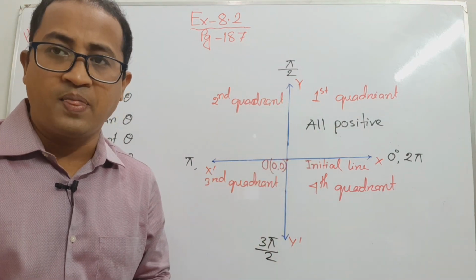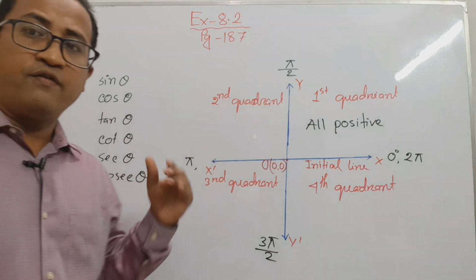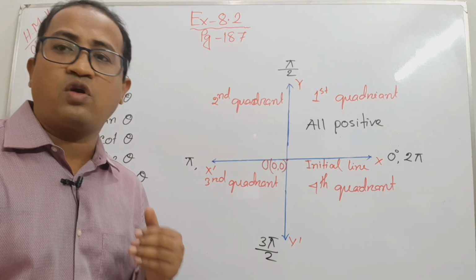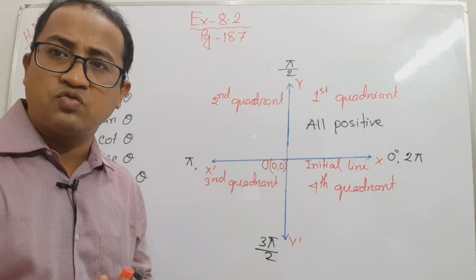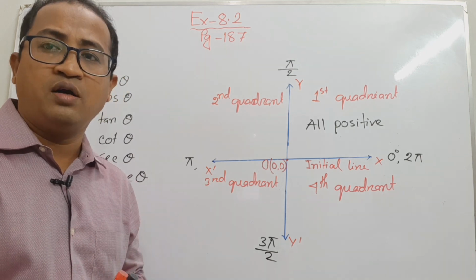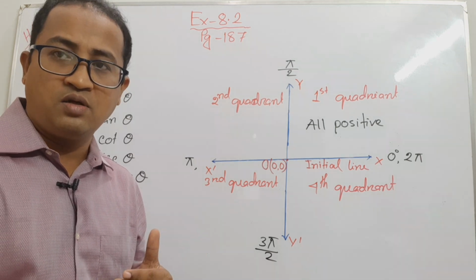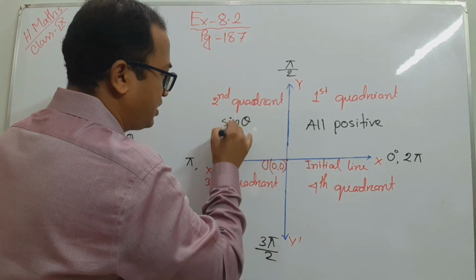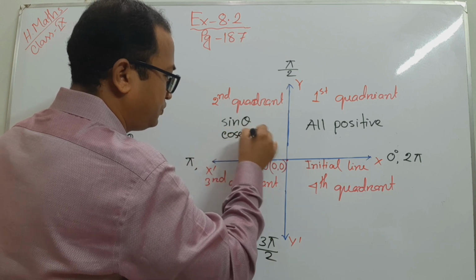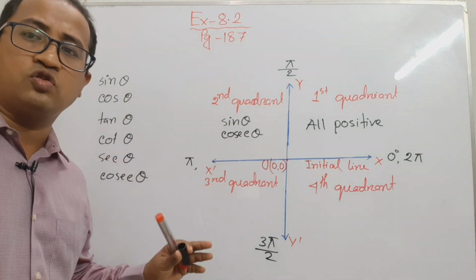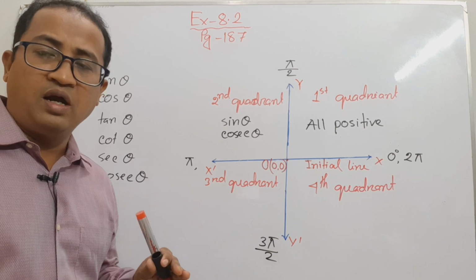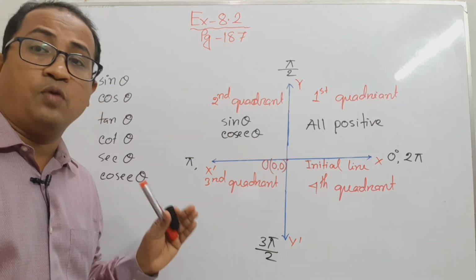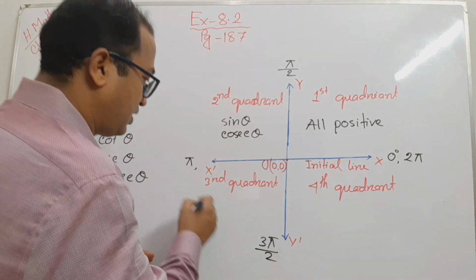Now in the second quadrant, from 90 degree to 180 degree, only 2 ratios are positive, remaining 4 are negative. Which are these 2 ratios? These 2 ratios are sine, and the opposite of sine, cosec. So sine and cosec are positive in the second quadrant. Now in the third quadrant, also 2 ratios are positive and the remaining 4 are negative. Which 2? Tan and the opposite of tan, cot, are positive in the third quadrant.